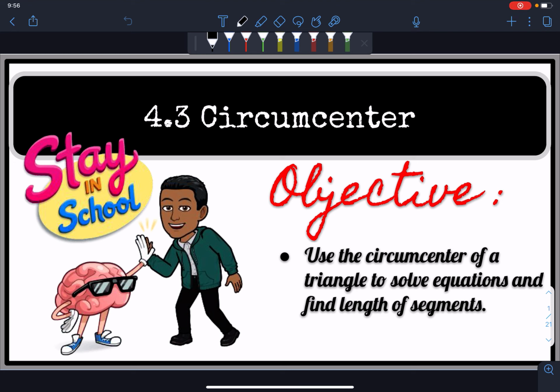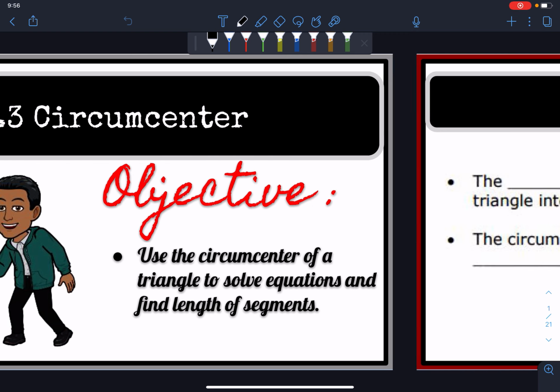Hello, in this video titled Circumcenter, I am going to go over examples on how to use the circumcenter of a triangle to solve equations and find lengths of segments on the triangle. Let's again first go over what the definition of a circumcenter is.